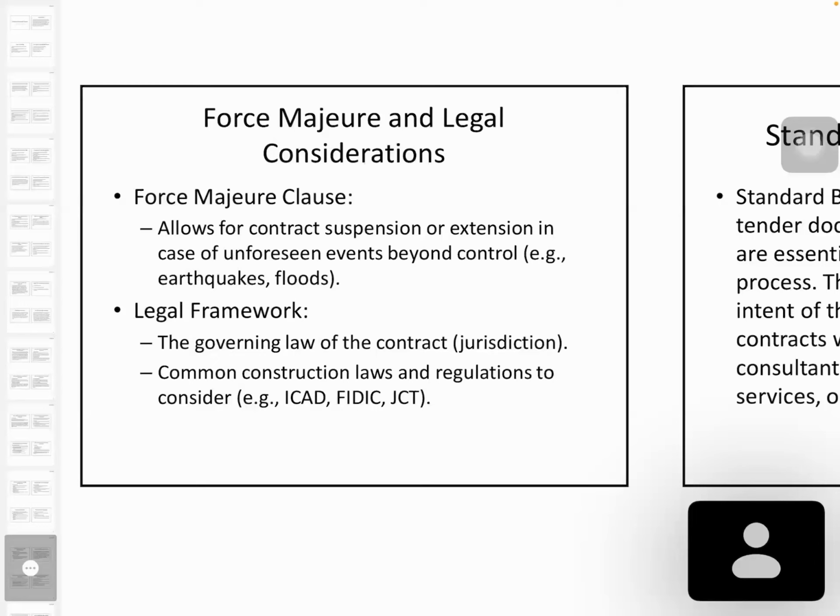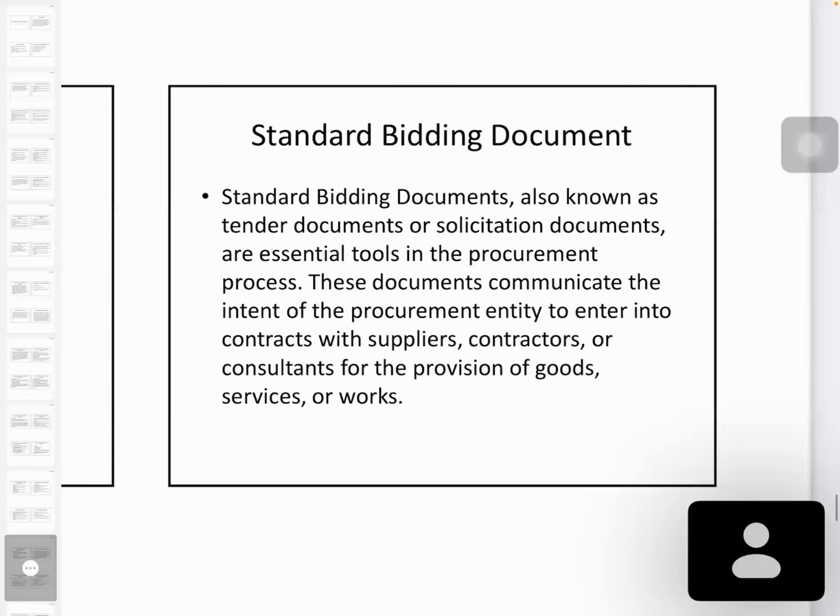Force majeure and legal considerations allow contractor suspension or extension in the case of unforeseen events beyond control. Examples: earthquake, flood, tsunami, which we also considered earlier. So the legal framework is the governing law of the contract, and the common construction laws and regulations to consider: FIDIC, JCT, SIDA, and standard bidding documents.